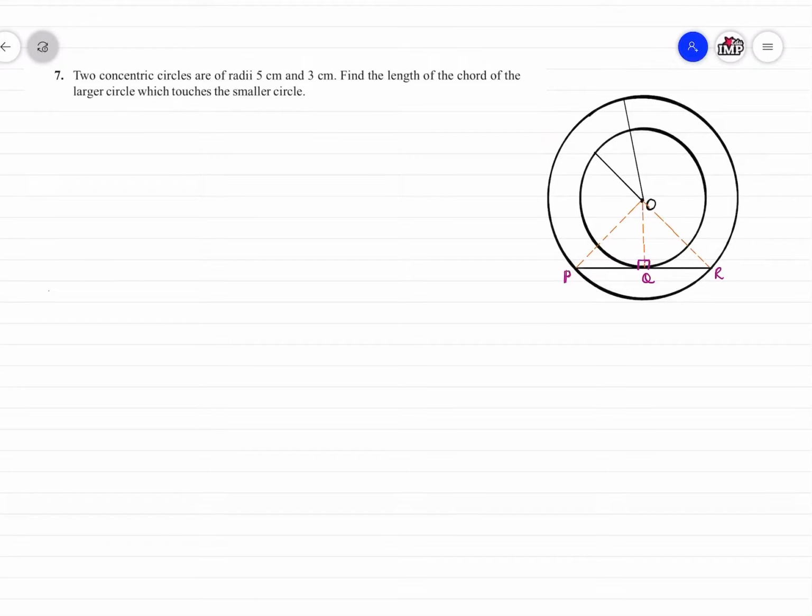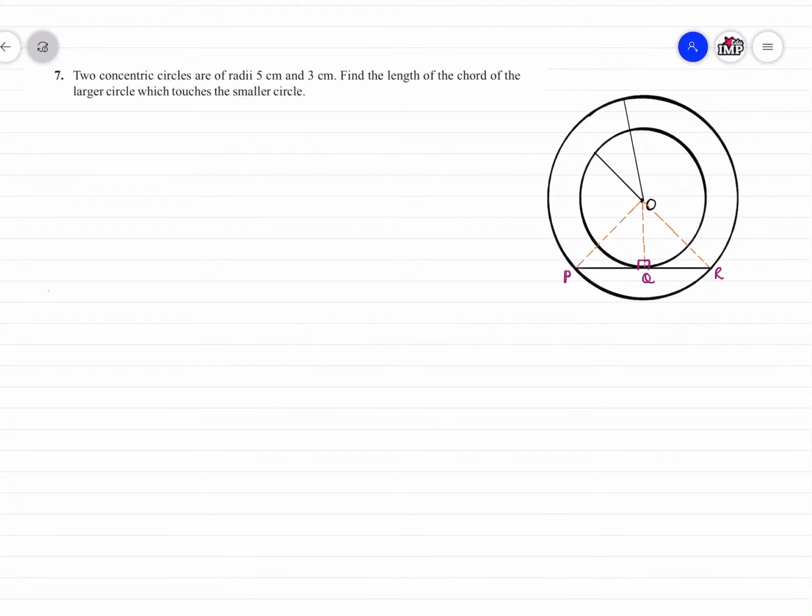We are looking at question 7 from exercise 10.2. Let's begin with the problem statement. Two concentric circles are of radii 5 cm and 3 cm. Find the length of the chord of the larger circle which touches the smaller circle.